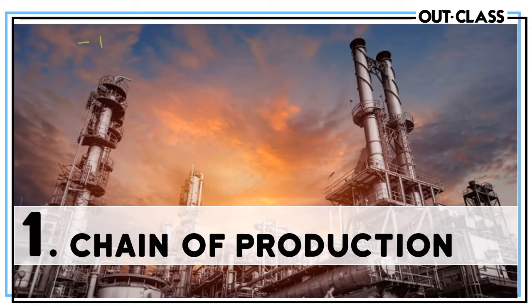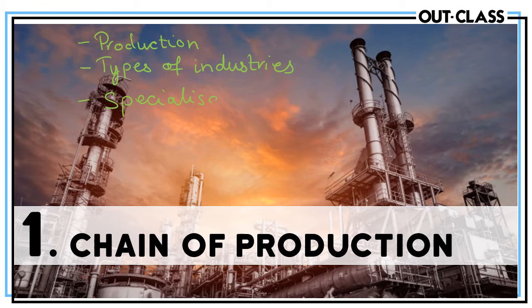Unit 1, chain of production. By the end, you should be able to define what production is, the different types of industries, and differentiate between specialization and division of labor. Also, you should be able to define what commerce is and its branches, and finally the relationship between industries and commerce and the direct services. So let's get started.